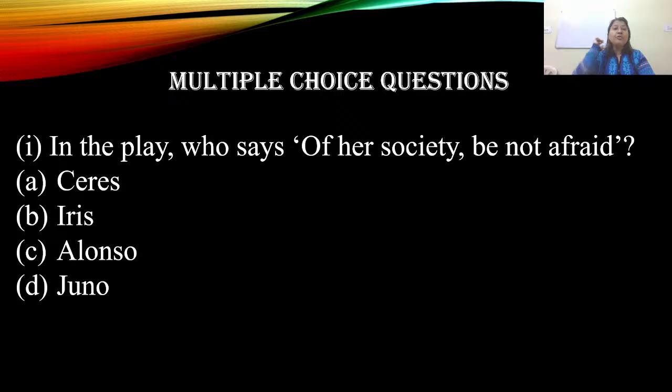But sometimes you are confused. So, in that way, you start thinking in reverse order. Which are the options which cannot be there? Then you may be left with two choices. Out of them you will have to decide, so it will be somehow easier for you. So look at this first question. I'm expecting your answers. In the play, who says, "Of a society, be not afraid"? Is it Ceres, Iris, Alonso, or Juno?